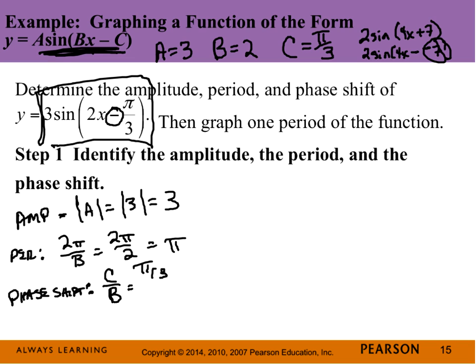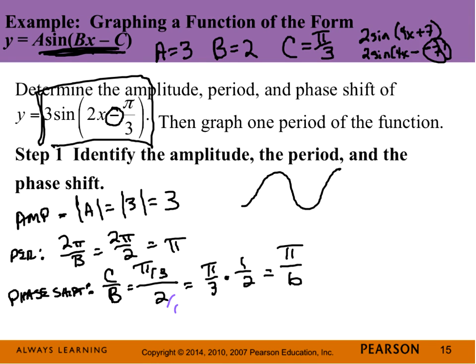C in this case is pi over 3, and we're dividing that by 2. Whenever I work in fractions, I like everything to look like a fraction, so that's really a 2 over 1. We never divide fractions, we multiply by the reciprocal. So my phase shift is pi over 6. In other words, it's taken that sine function and shifted it pi over 6 to the right, or in the positive direction.